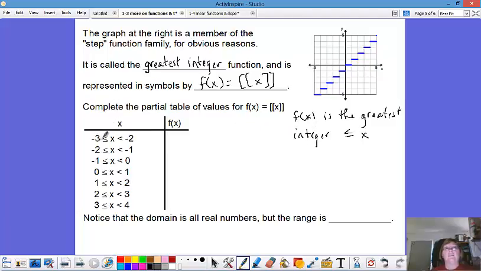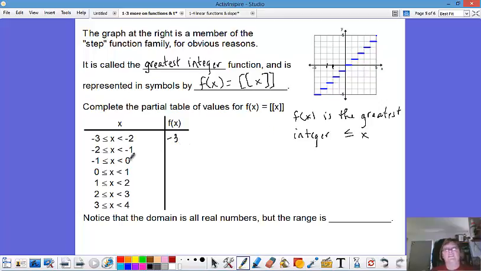As long as x is between -3 and -2, and if you think about that, that's right in here. There's -3, there's -2. As long as x is between -3 and -2, this function has the value -3. It's the greatest integer that's less than or equal to this range of values. So if we are at -2.5, the biggest integer that's less than that is still -3. F of x is -3 here.